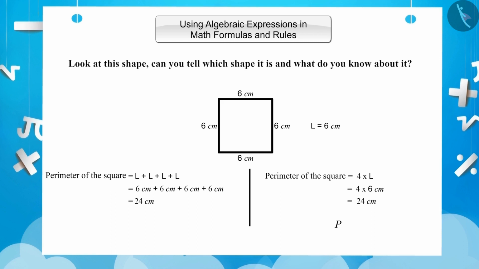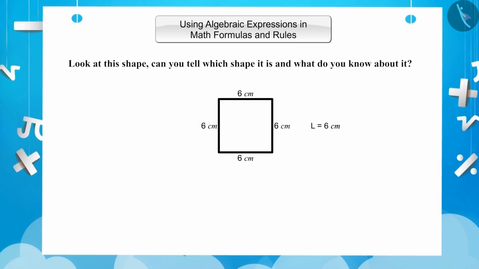Generally, we show the perimeter of a square with P, hence we can say P is equal to 4 multiplied by L. With the help of this formula, you can find the perimeter of a square.